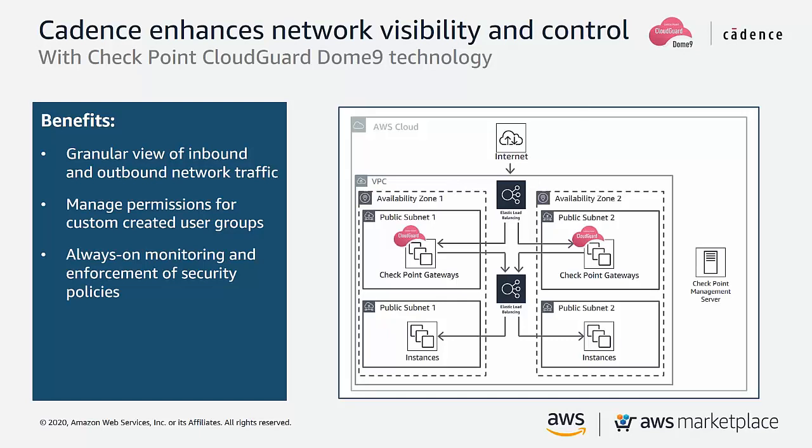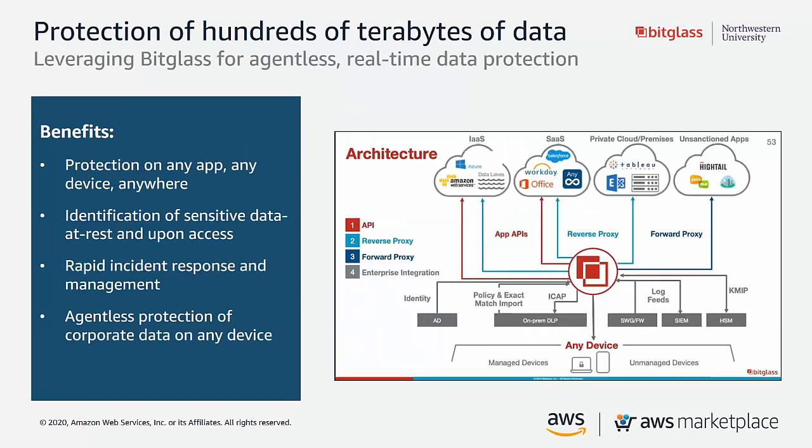So that was an important benefit to see what traffic is flowing across the entire environment. Now, the CloudGuard Dome 9 service also contains active protection, which creates an always-on enforcement of security policies. So it's a really cool use case there.